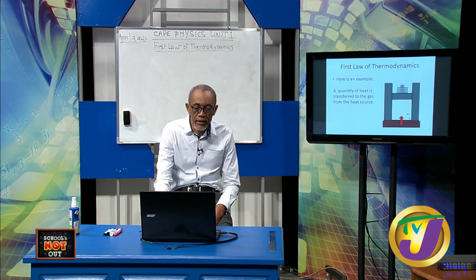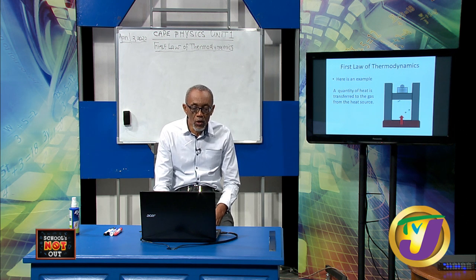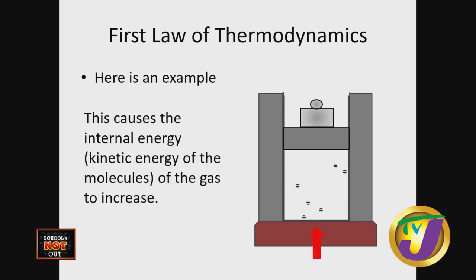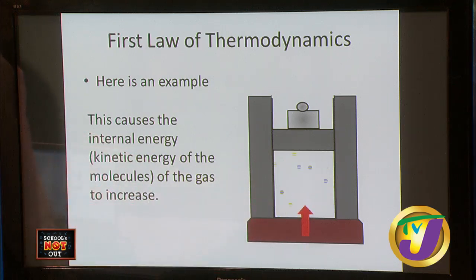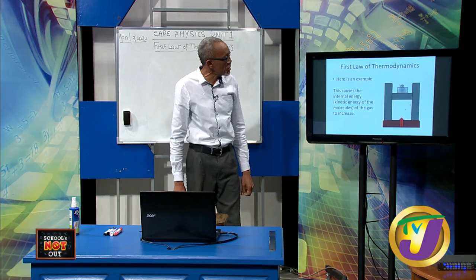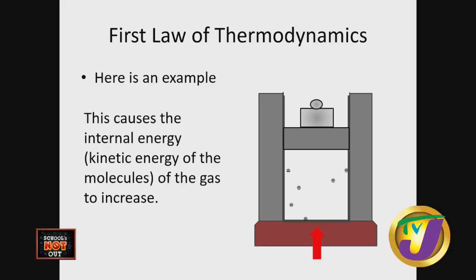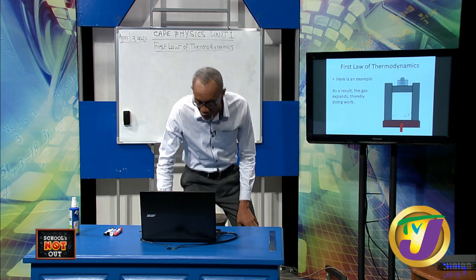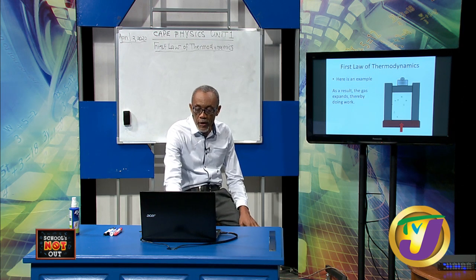Oh, so here is an example. All right? So a quantity of heat is transferred from the source to the gas, and so we see these little molecules moving around and heat. So that heat causes the kinetic energy of the gas molecules to increase. As a result of that increase in the kinetic energy, this goes up and we get some work being done. All right? So that's an example of what is taking place there.